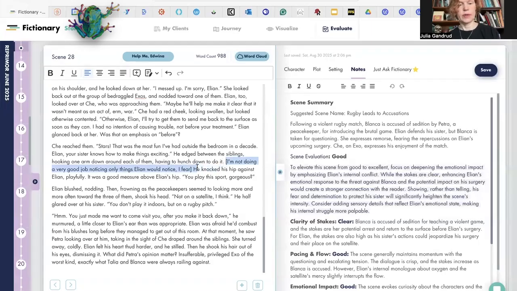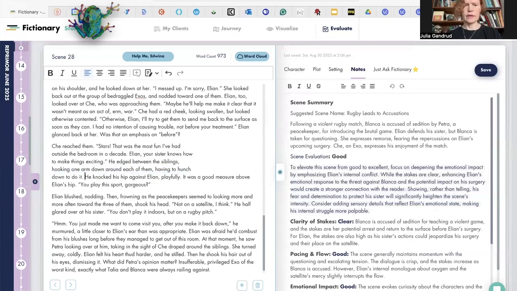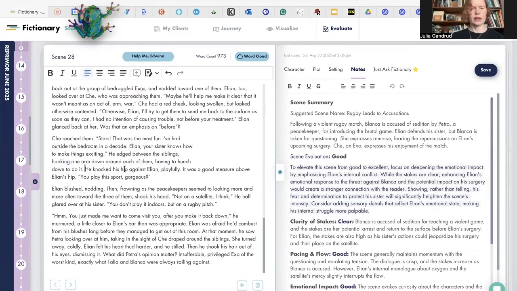Okay. All right, that's a good point. I'm not noticing things only Elian would notice. Okay, good point. He is interested in getting information about his medical condition to bring down to the surface. He's interested in philosophy and humanism. I don't think I need to worry about this at all. Okay, so I'm going to let him flirt. It's a good reminder to see things through Elian's point of view. Elian blushed, nodding.